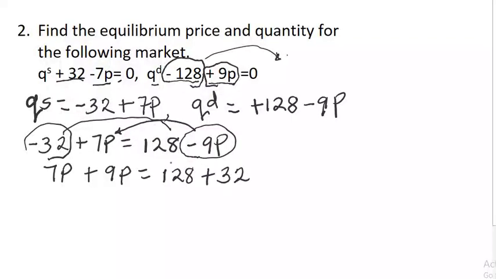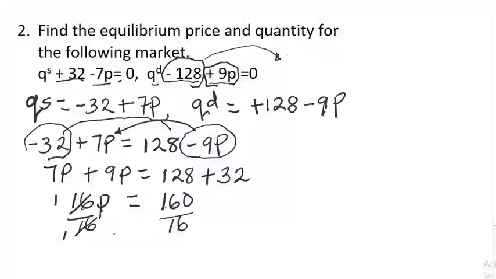Okay, so what I did here is just to shuffle to collect the like terms. 7p plus 9p will give me 16p, and 128 plus 32 will give me 160. To get the p, the equilibrium price, we divide both sides by 16. 16 here 1, 16 here 1. You can see that p can now stand on its own, equals 160 divided by 16 will give me 10. So equilibrium price is 10.